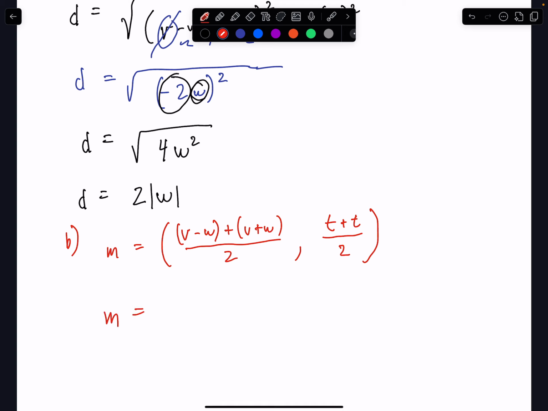Okay, x. v plus v is 2v. Negative w plus w is 0. So 2v divided by 2. And 2t divided by 2, like I said, is just t. But let's take the time to write it out because I did for the first number anyway. So that's v comma t. Huh. Interesting. v comma t. That's the midpoint.